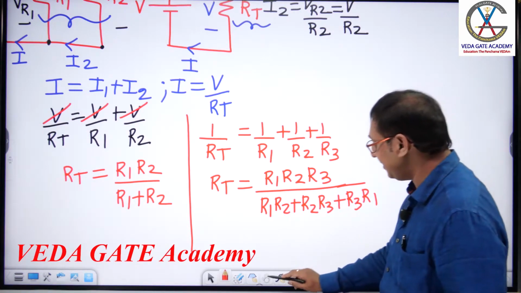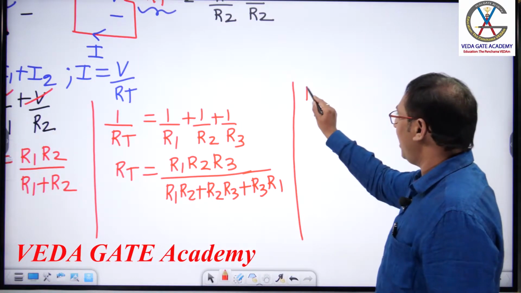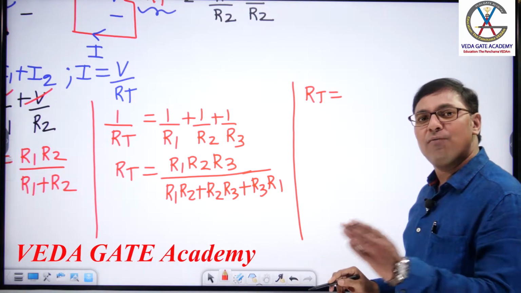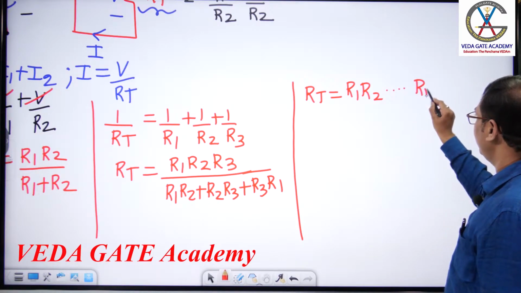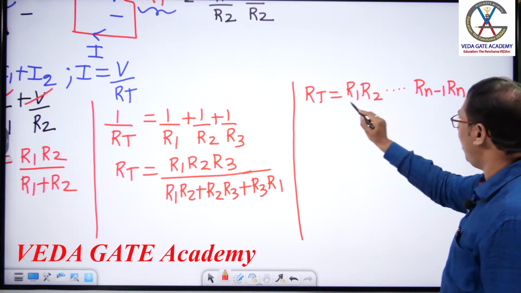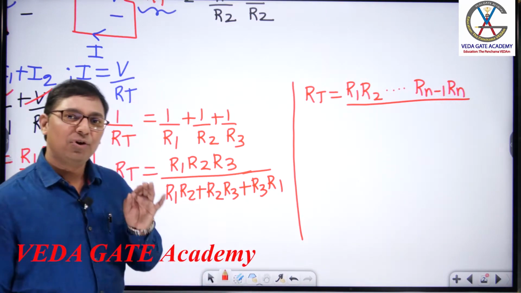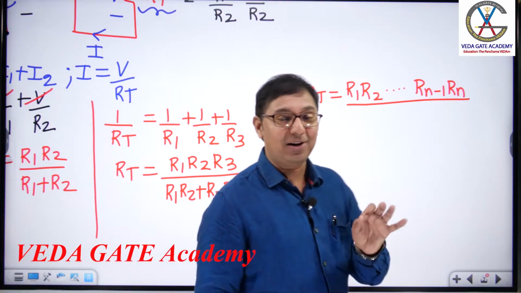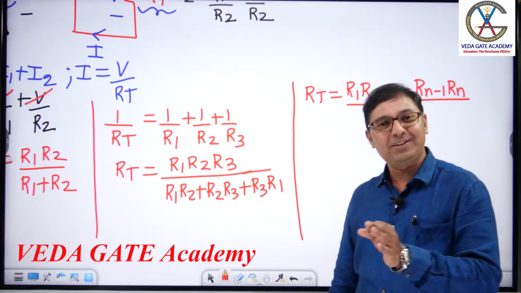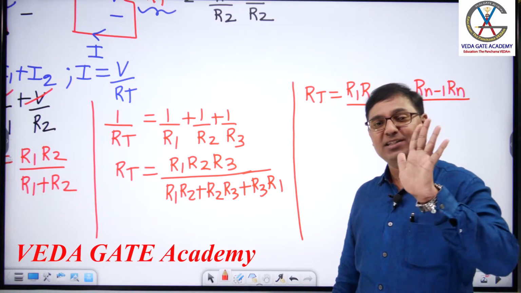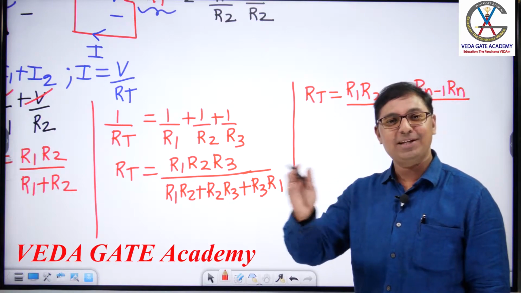Now for n resistors, dear, RT equals numerator product of all the resistors, R1, R2, and so on, Rn minus 1, Rn, by sum of product of n minus 1 resistors. Sum of product of 4 resistors can be modified like sum of product of 3 resistors. Suppose we have 5 resistors combination. Product of 5 resistors by denominator sum of product of 5 minus 1 resistors.